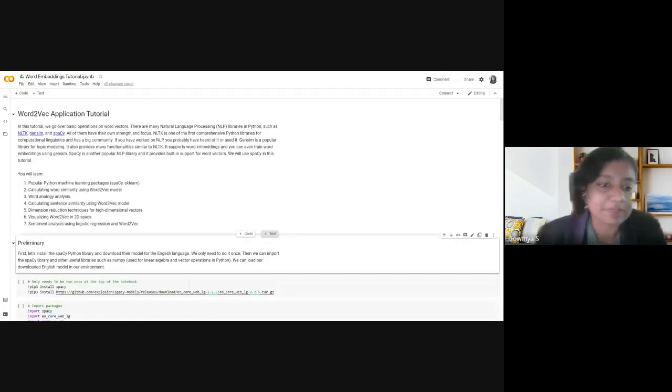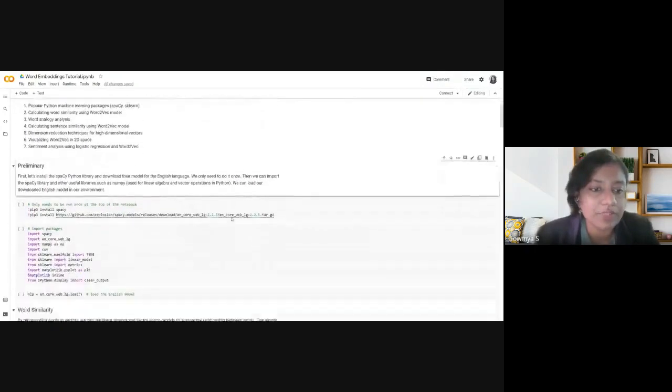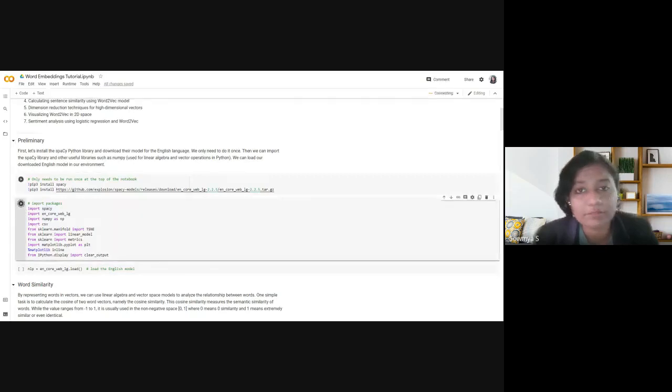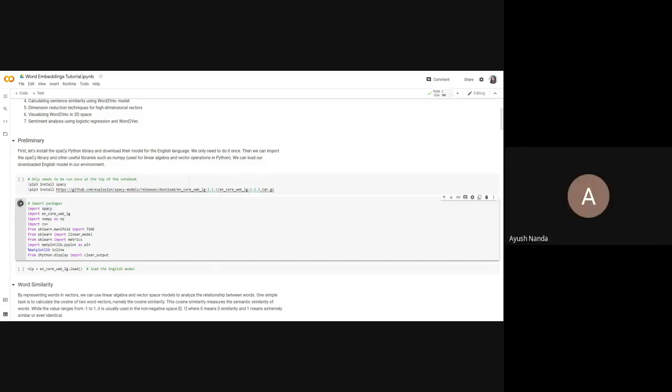So let's get started. What are we going to do today? We're basically going to explore word2vec, see how useful they are for tasks, and see some applications of the same. So first, I have already installed Spacey and a language model, which is basically words and their vectors and so on. First of all, are all of you comfortable with Python? Yes, ma'am.